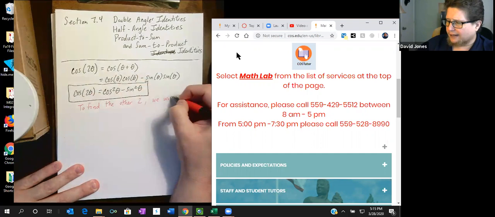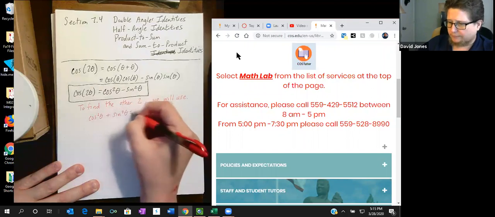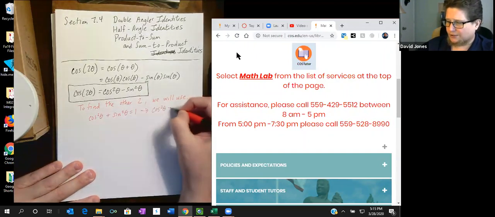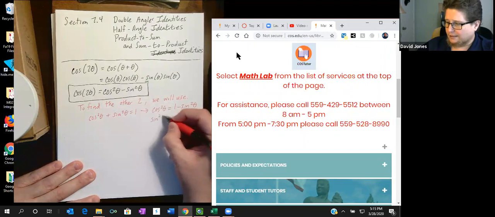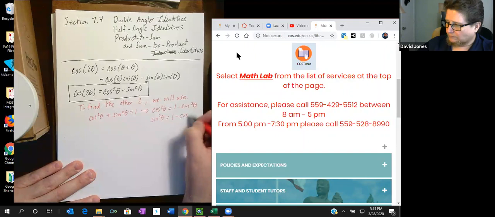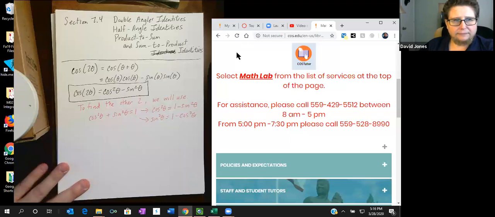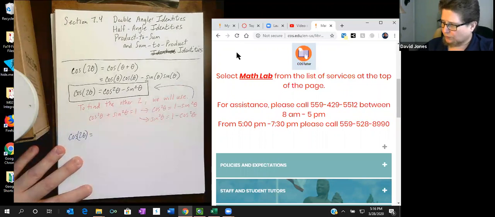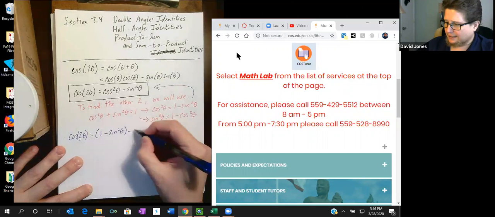we will use the Pythagorean identity. Cosine squared theta plus sine squared theta equals 1. I can write that two ways. If I subtract sine squared theta from both sides, I have that. And if I subtract cosine squared theta from both sides, I have that. Let's plug those into the first equation. So cosine 2 theta equals 1 minus sine squared theta minus sine squared theta.